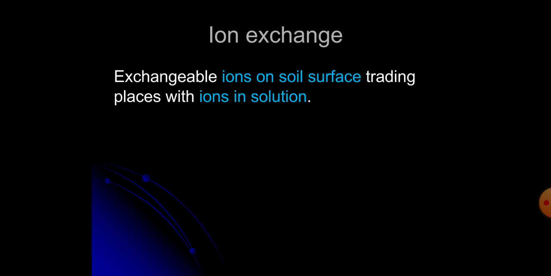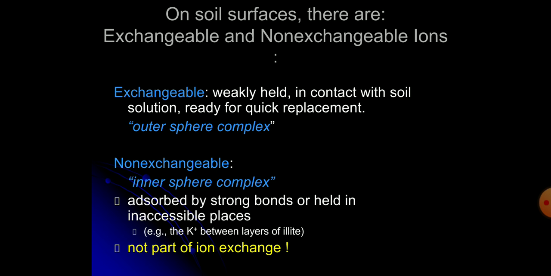Next, the ion exchange method. Exchangeable ions on soil surfaces trade places with ions in solution. On soil surfaces, there are exchangeable and non-exchangeable ions. First, exchangeable ions. Exchangeable ions are weakly held in contact with soil solution, and they are ready for quick replacement.